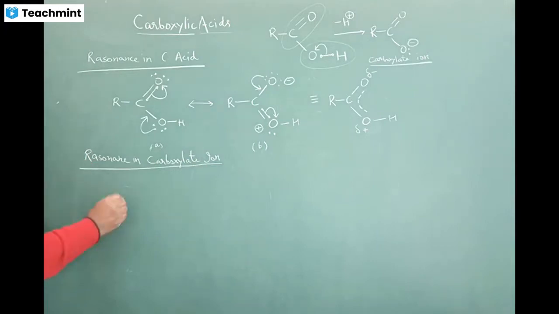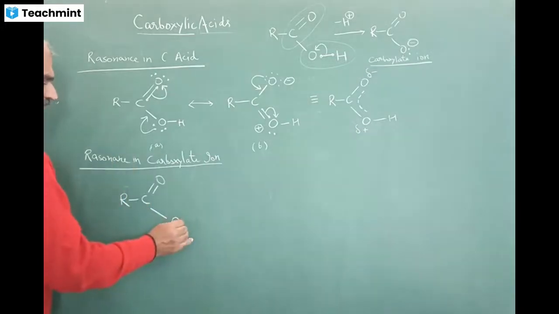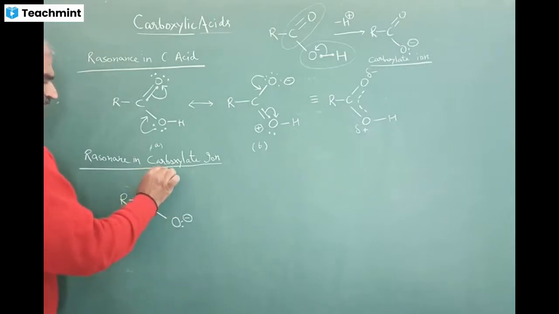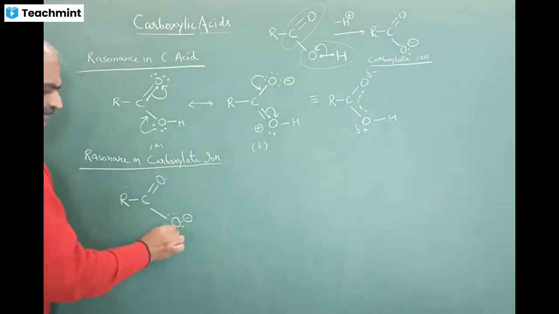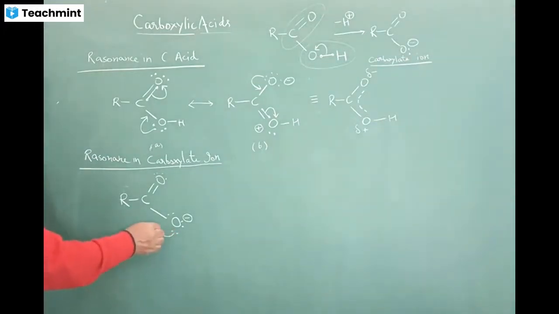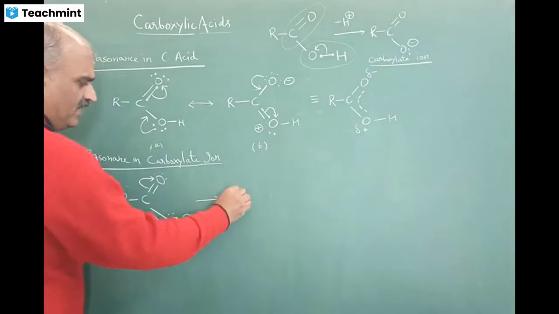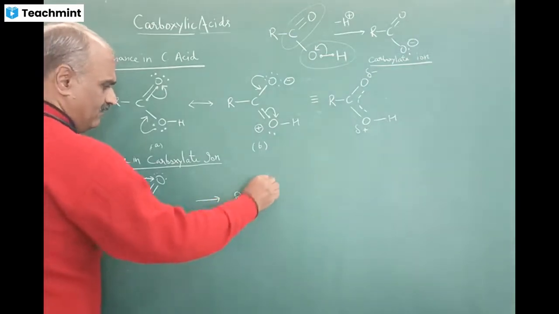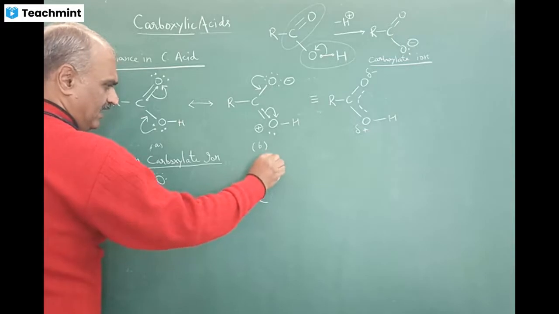When a carboxylic acid molecule loses H plus, one of the O gets a negative charge. Two lone pairs are already there on both O atoms, but this O has 3 lone pairs because it has lost H positive. So this is the carboxylate ion. Now see, this lone pair will become a bond pair here, and this bond pair will go over this oxygen in the form of a lone pair. And this structure will become like this.